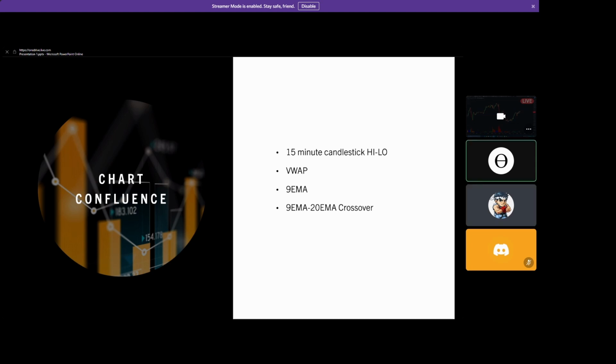So today we'll be looking at the 15-minute candlestick high-low. We'll be looking at the VWAP and how that works and how at least I use it. We'll be analyzing certain phenomena regarding the 9 EMA, and we'll also be hopefully looking through the 9 EMA, 20 EMA crossover. If you've never heard of these, it's fine. Hopefully by the end of today, it'll open your eyes to some good opportunities.